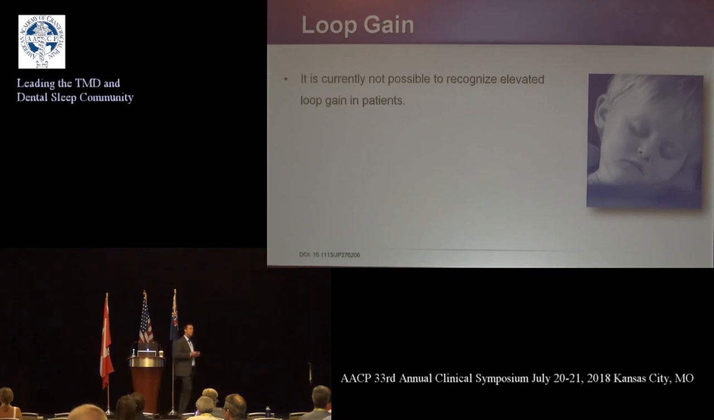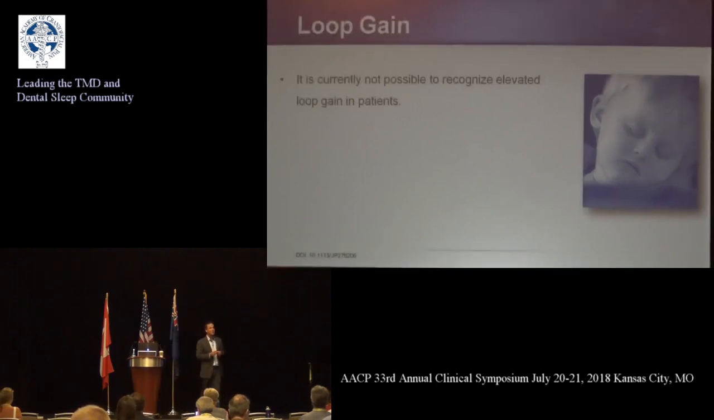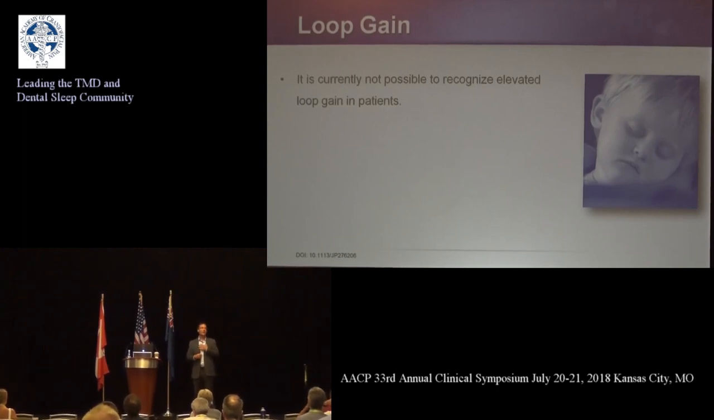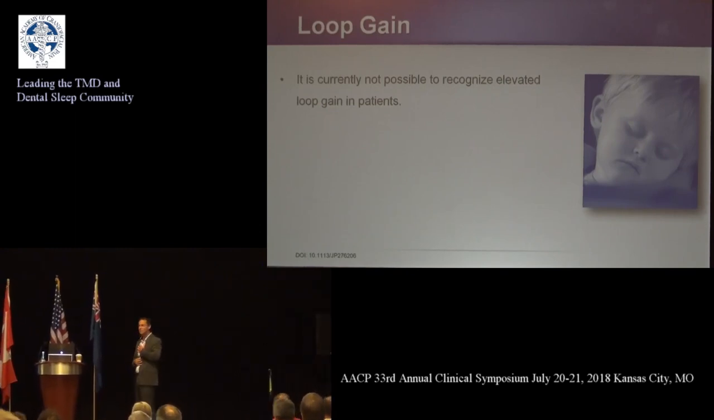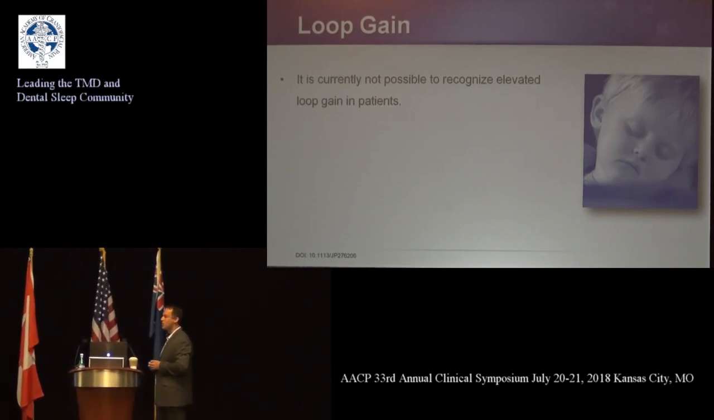So, one of the exercises: how can we reduce the ventilatory response to CO2? How can you reduce loop gain? 30% of people with obstructive sleep apnea have high loop gain, and that feeds into their OSA. I'd like you to put one hand on your chest, one hand just above your navel. I'd like you to allow your shoulders to relax.